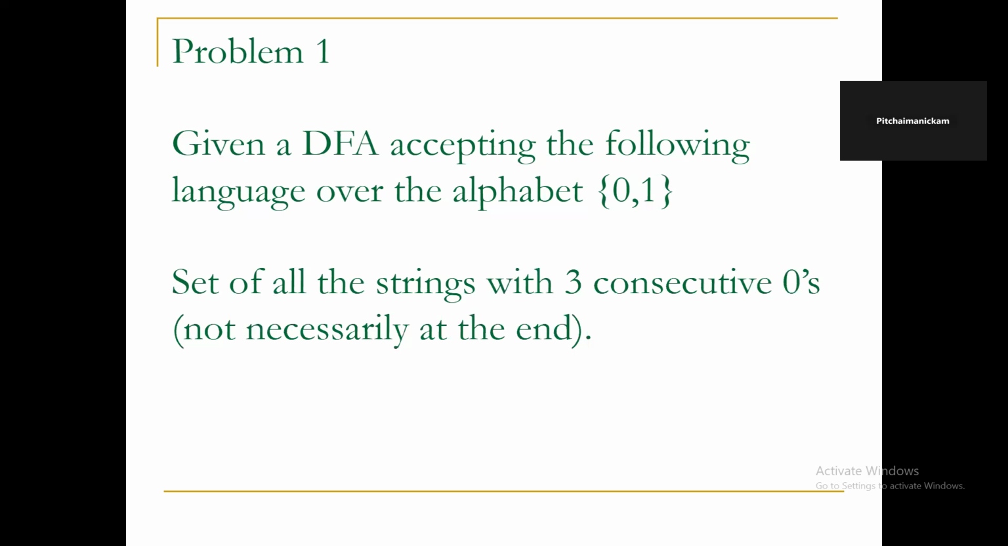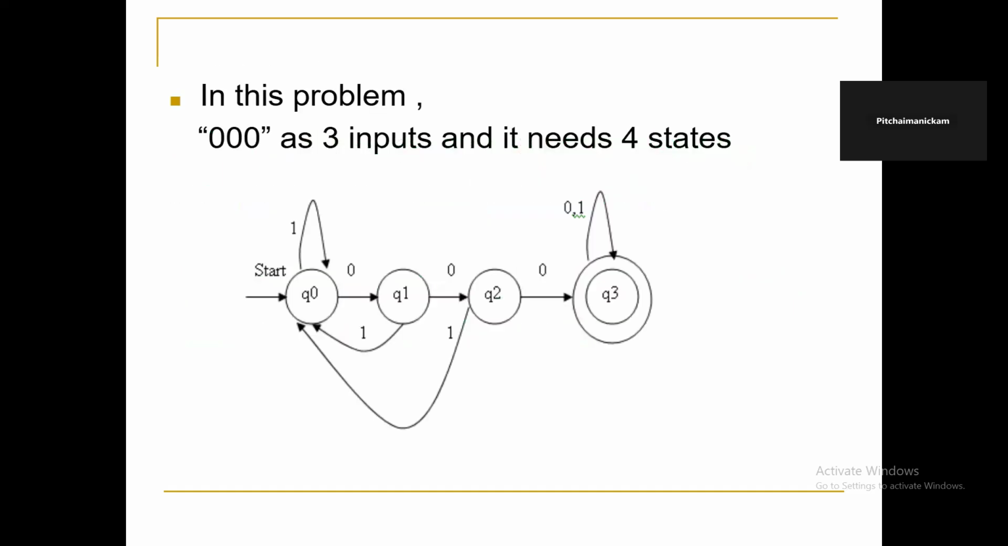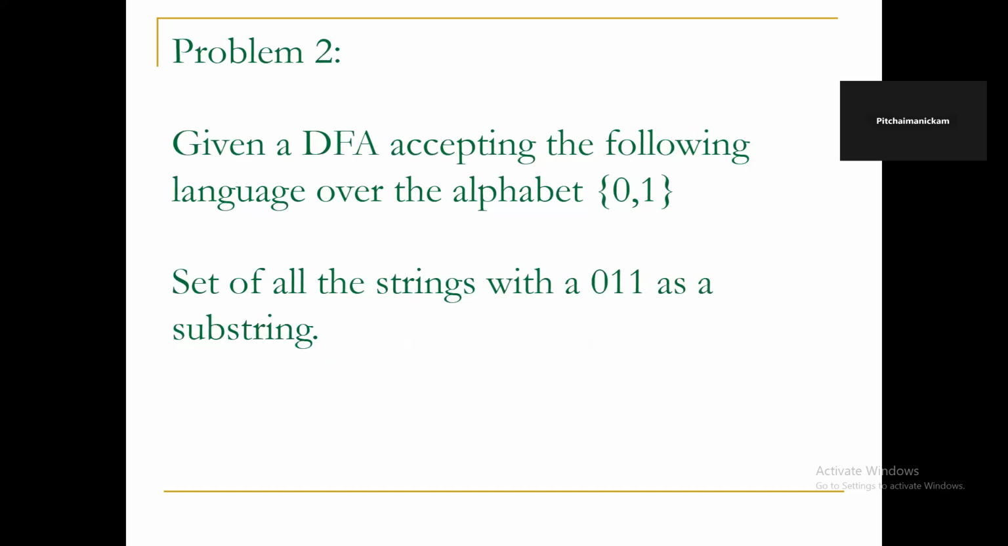Another problem: given a DFA accepting the following language over the alphabet {0, 1}, the set of all strings with three consecutive zeros, not necessarily at the end. So three consecutive zeros, not necessarily at the end. It automatically needs four states, and you just note down this diagrammatic representation of the DFA.